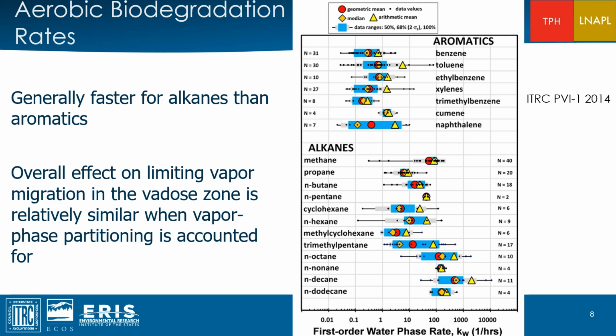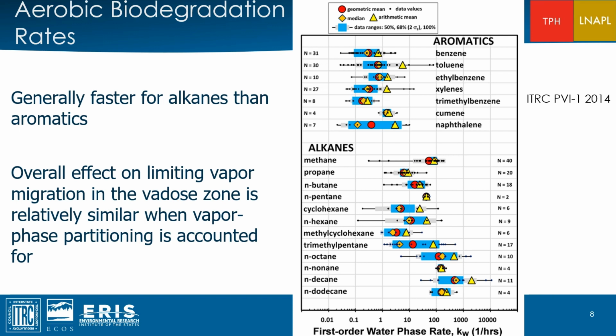What we see depicted here are the results of published rates of aerobic biodegradation for various hydrocarbons in units of per hour. The rates increase along the x-axis from left to right. N corresponds to the data population used to define the ranges, medians, and means that are shown. These rates are associated with hydrocarbon biodegradation in the aqueous phase, or pore water, which is where most of the microbes are present and where most of the biodegradation occurs in the vadose zone.